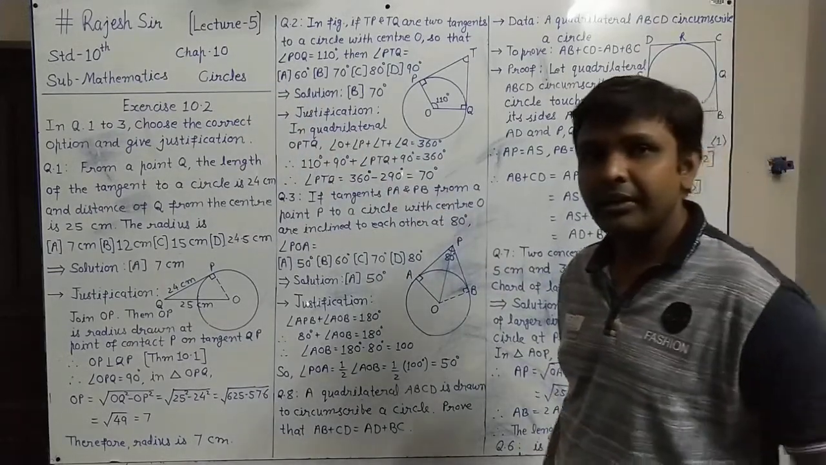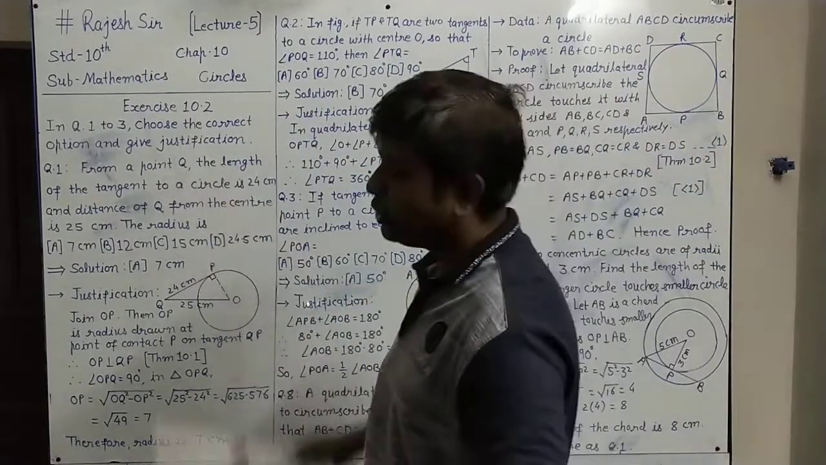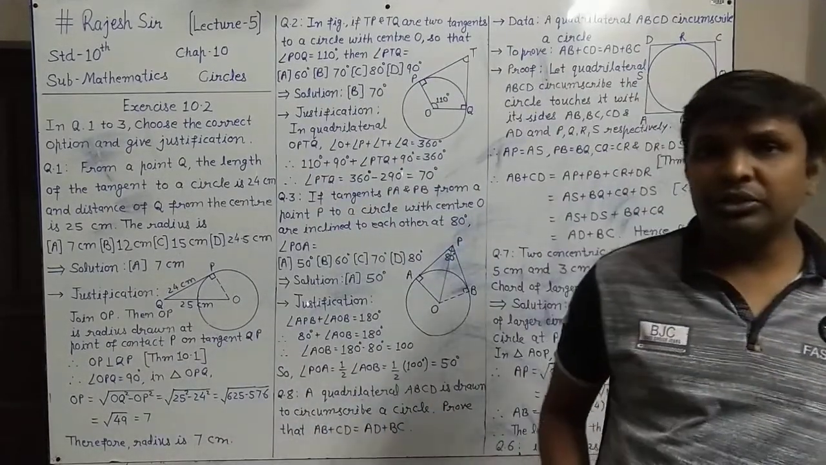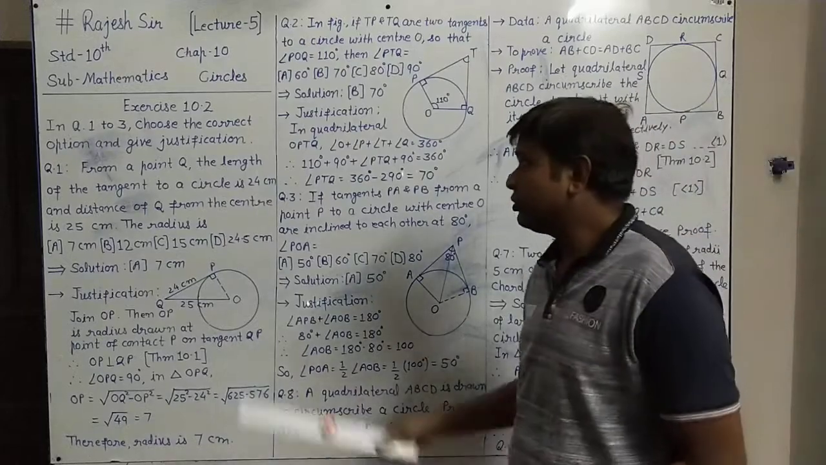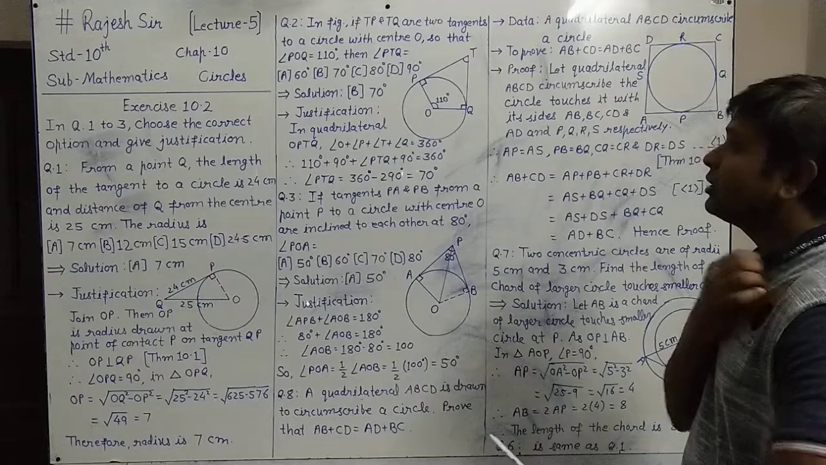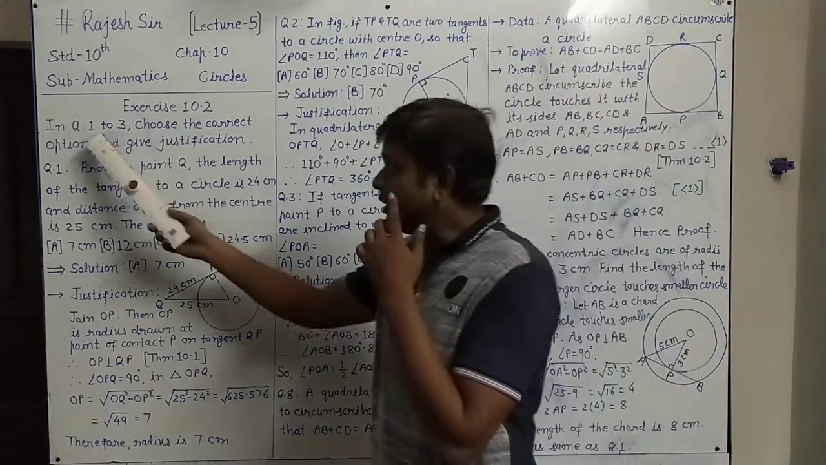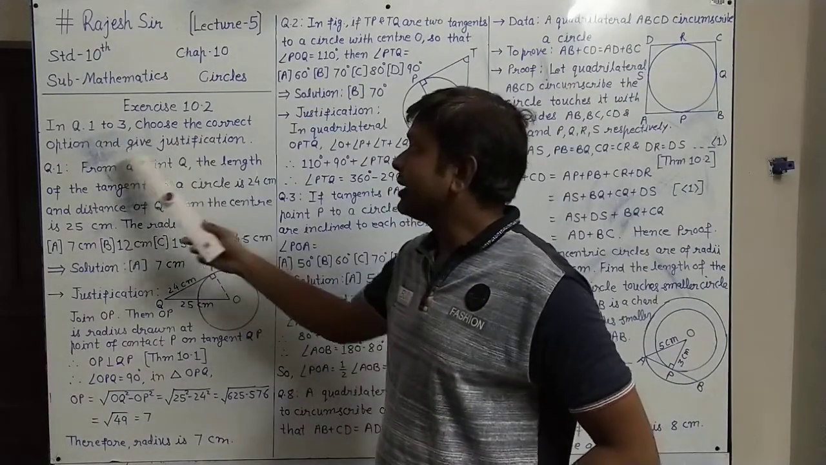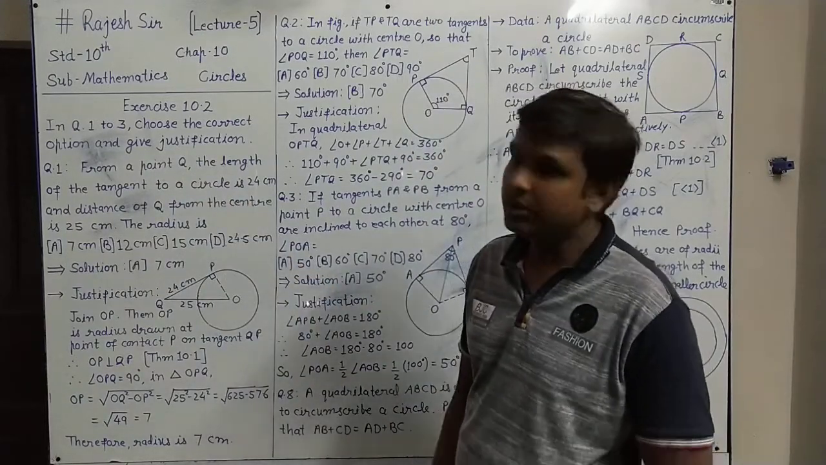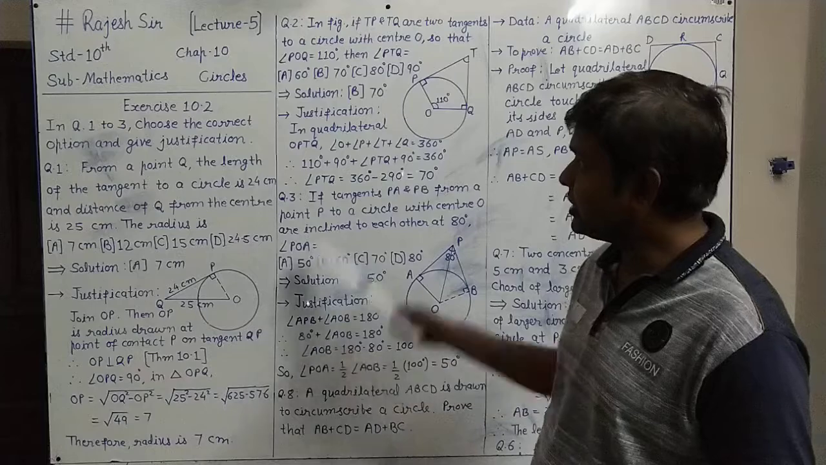In the last lecture, I gave you the homework of exercise 10.2. Some problems you may have found in some questions, so some of the questions of exercise 10.2 we have solved in this lecture. Questions number 1, 2, 3 are of the type: choose the correct option and give justification. Those are the first 3 questions, so we have solved them first.